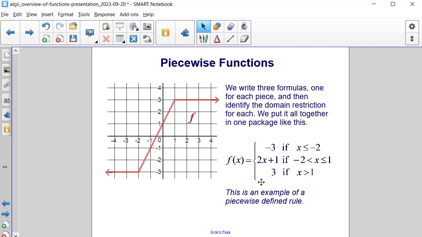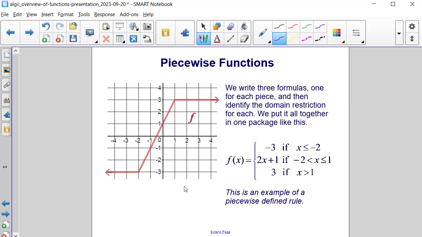And we put it all together in one package as shown below. We have that f of x is equal to a big, huge curly bracket. If you're doing it by hand, you can think of it as an arc, a little spike, and another arc below. And then we have -3 for the first part if x is less than or equal to -2. We have 2x plus 1 if x is between -2 and +1, not including -2. And we have that it is equal to 3 if x is greater than 1.